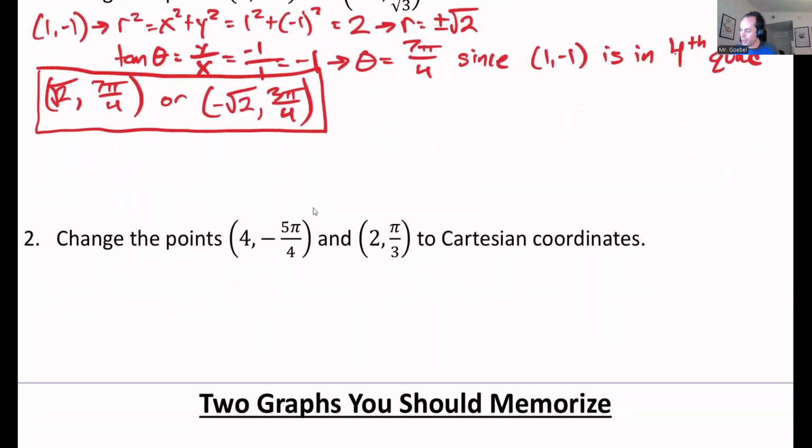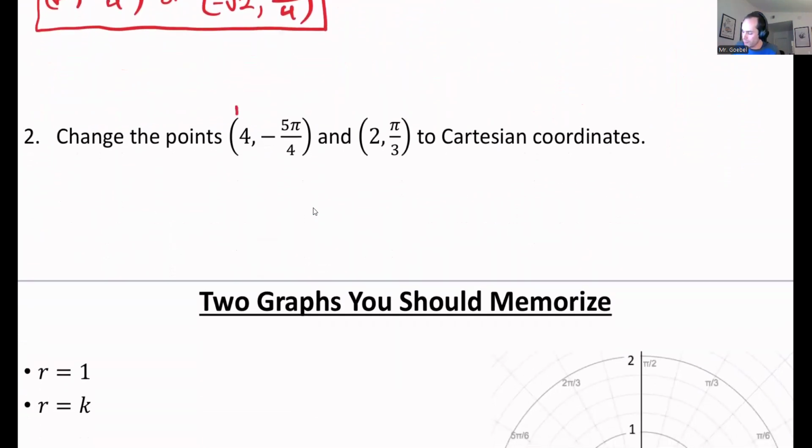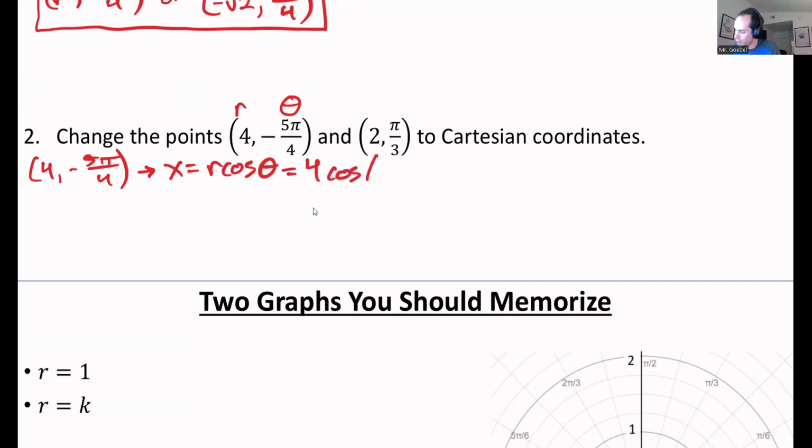I want to do one more altogether, and it's one more at the bottom here. This time we're going in the opposite direction. They give us the r and the theta. We give the x and the y. Okay? So here we go. The first one. 4 comma negative 5 pi over 4. To go from polar to Cartesian, x is r cosine theta. That's a formula you want to have memorized. R is 4, cosine negative 5 pi over 4.